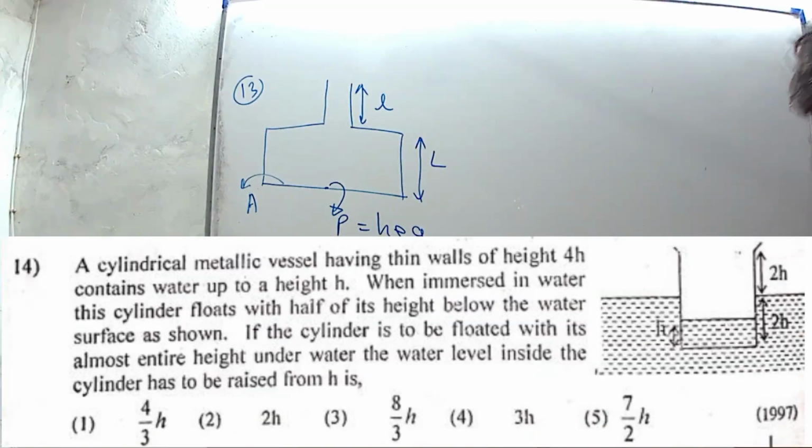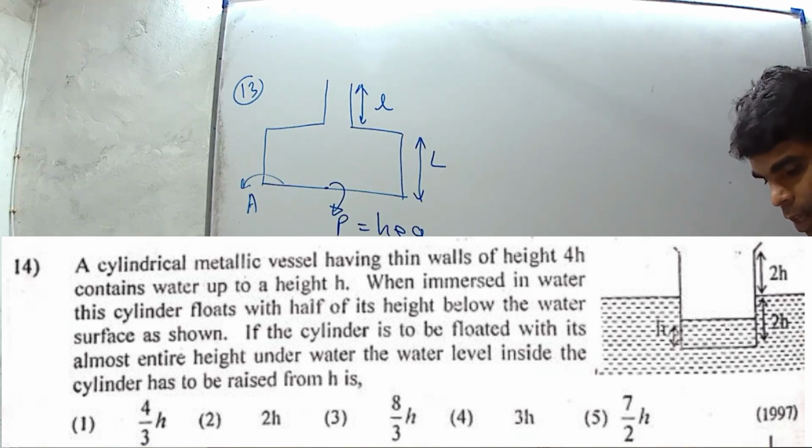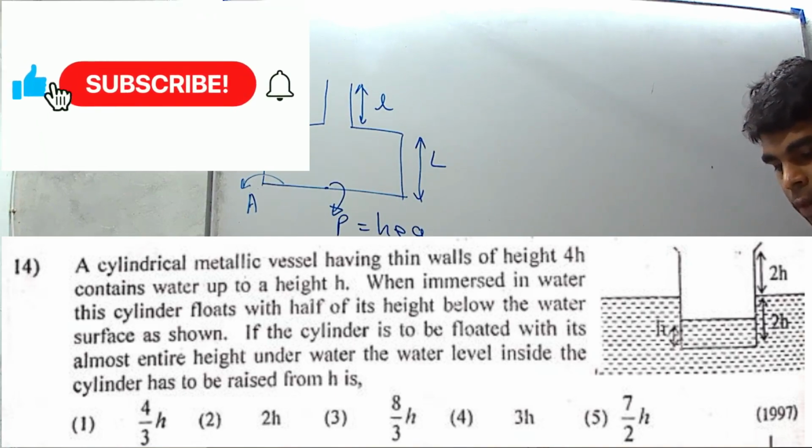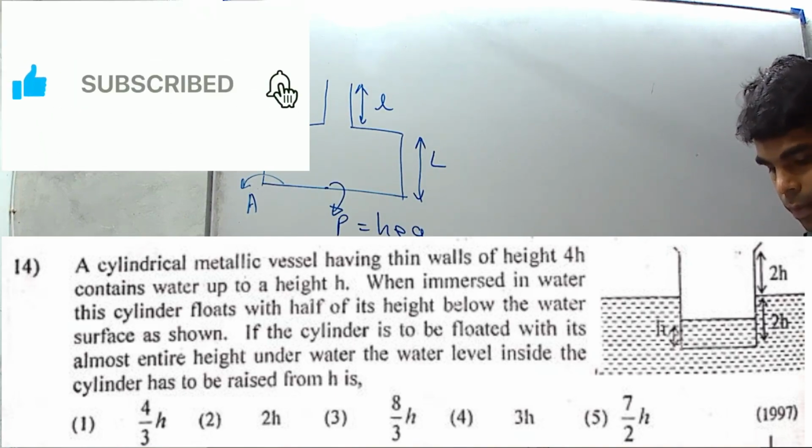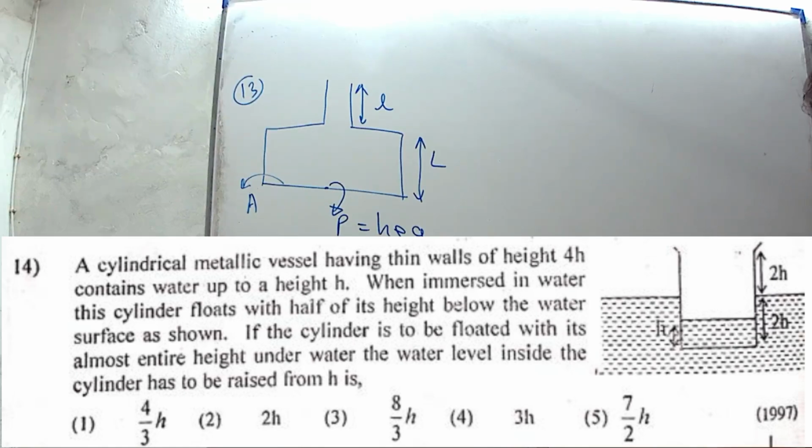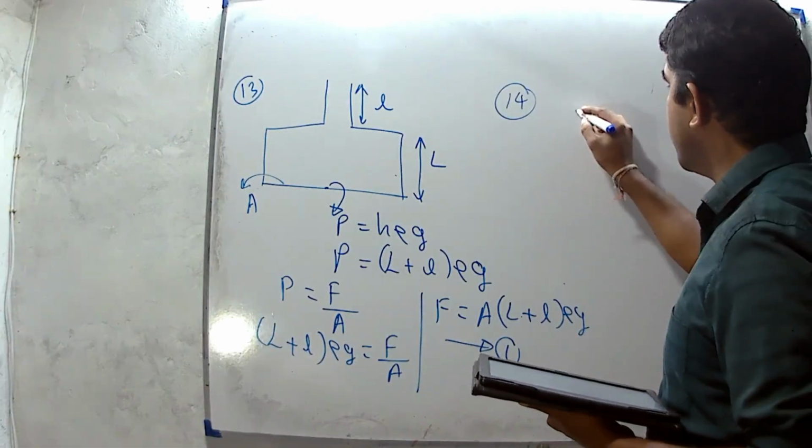Then 14. A cylindrical metallic vessel having thin walls, of height 4h, contains water up to a height h. When immersed in water, this cylinder floats with half of its height below the water surface, as shown. If the cylinder is to be floated with almost its entire height underwater, the water level inside the cylinder has to be raised from h. Now I will draw the given diagram.